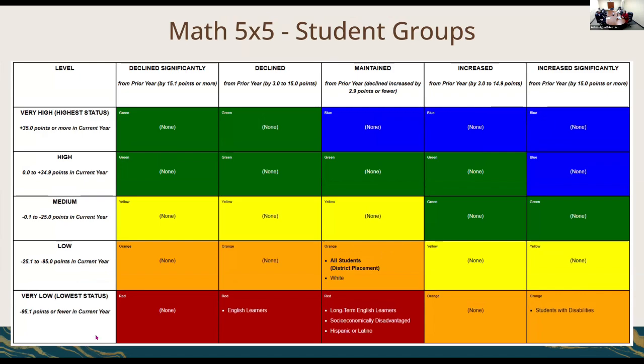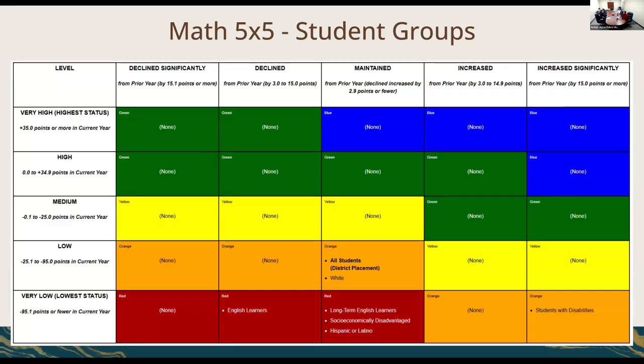So this is the same thing, but it's just by the student groups. And this one, and I don't know why, again, I don't create these on their site, actually has the numbers on the sides. So you can see that from very low, you go from 95.1, you have to move up to like 95 to 25. It shows you.